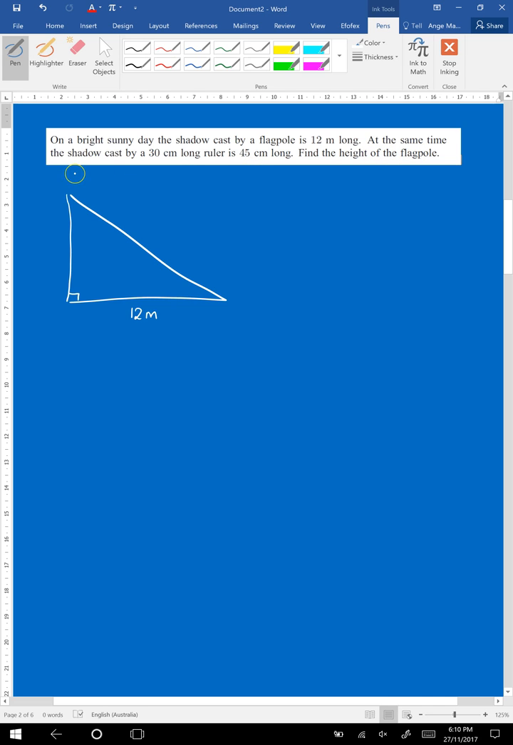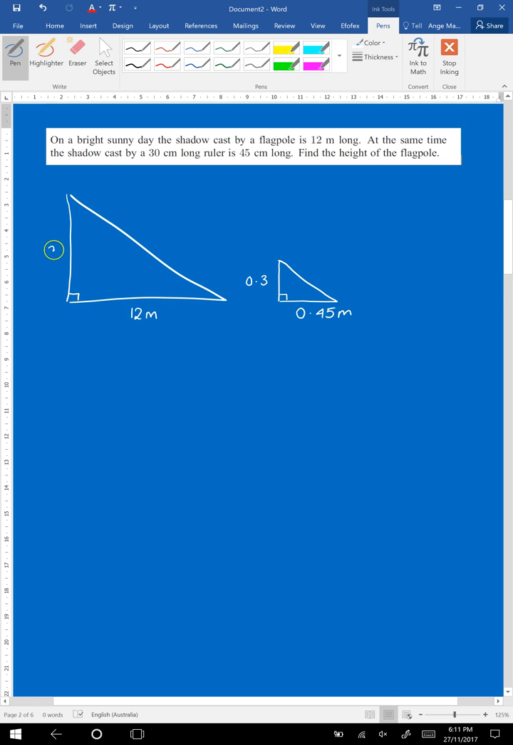At the same time. That's really important, that at the same time, because that means the angles will be the same. The shadow cast by a 30 centimeter ruler. So up here, and obviously it's not to scale, 30 centimeter ruler and 45 centimeter shadow. So we've got the shadow again going along here. First thing we'll do is make sure that we're working in the same unit. So instead of writing 30 centimeters, I'm going straight to 0.3 meters, and down here 0.45 meters.